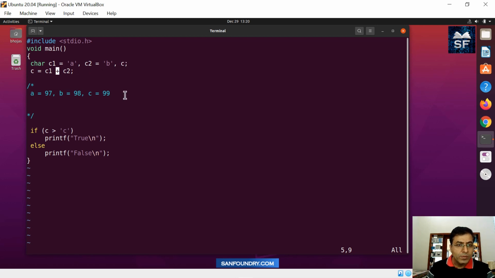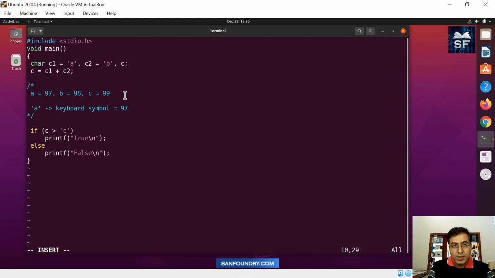So as I told you, when you talk about the character A, what is character A? It's nothing but a keyboard symbol. Symbols are not stored in symbolic notation in memory. I repeat, symbols are not stored in symbolic notation in memory. Symbols are stored as an ASCII value. The ASCII value of this is basically 97.